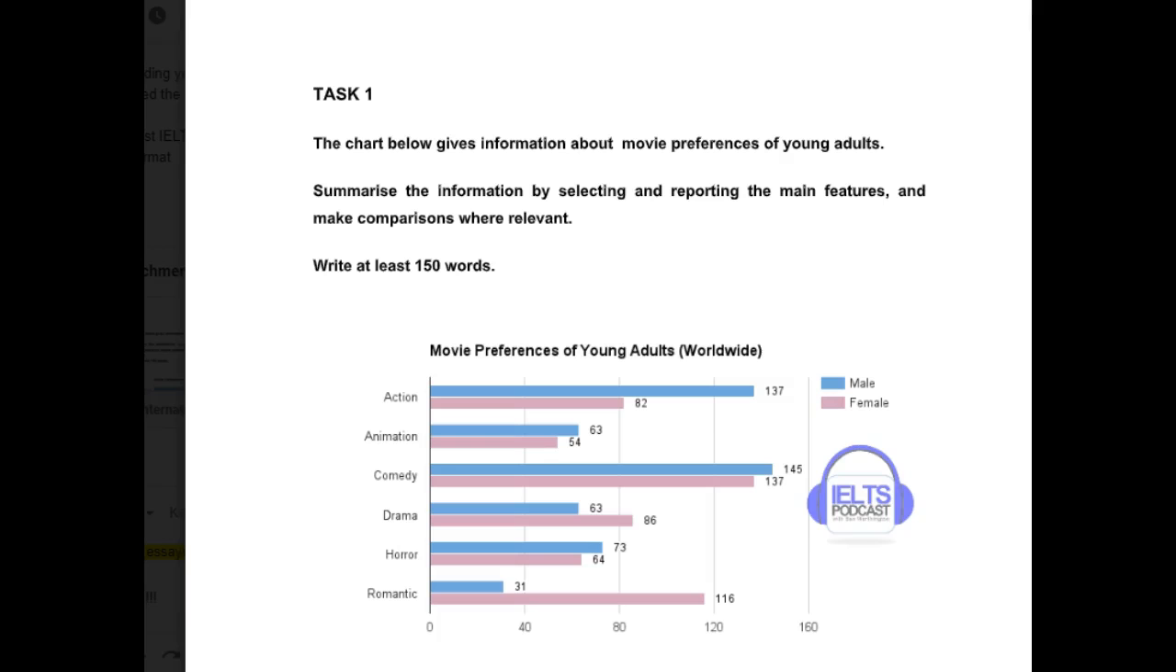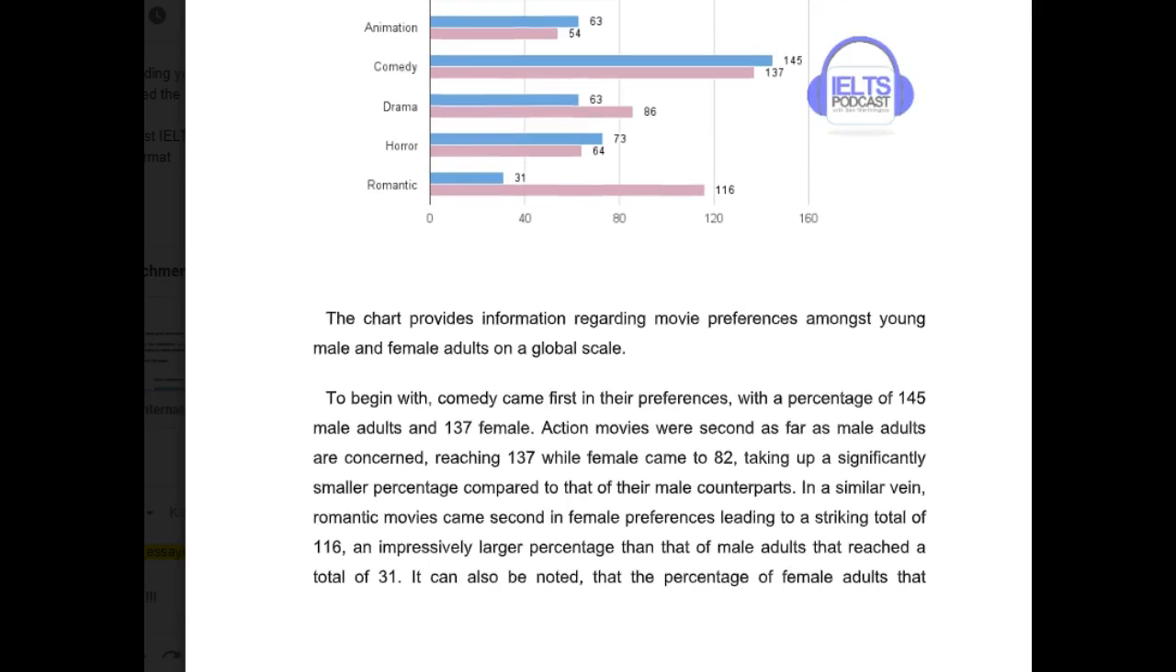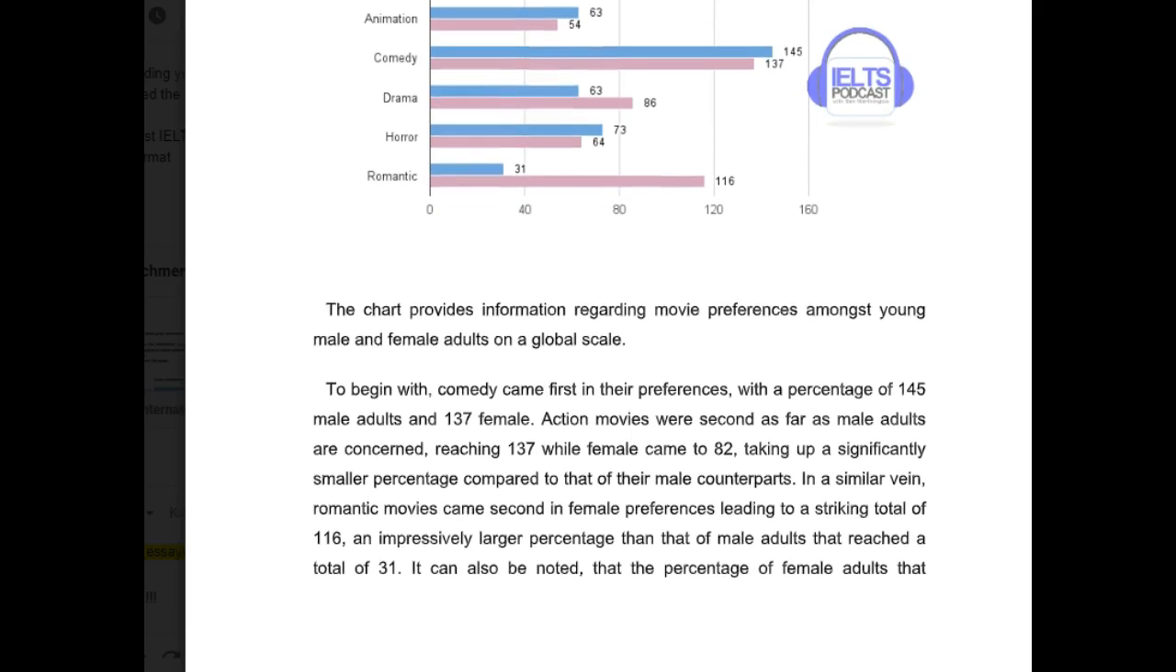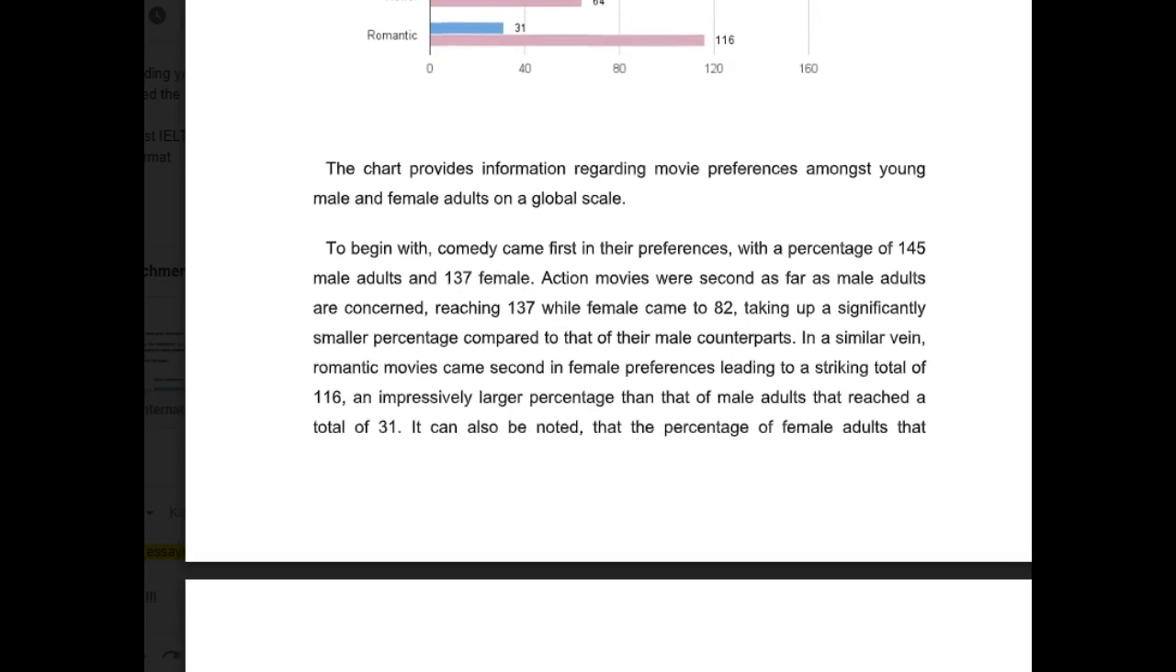So let's see what you did in this set. The first one is about movie preferences. The chart provides information regarding movie preferences amongst young male and female adults on a global scale. Okay, fine. To begin with, comedy came first in their preferences with a percentage of 145 male adults and 135 female. All right, now check out what you did.